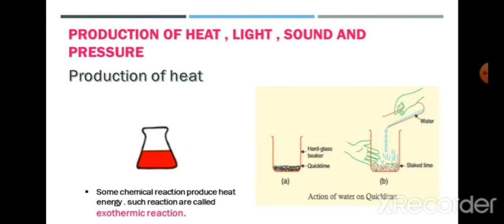Such reactions are called exothermic reactions. This we already learned earlier. For example, when you add water to quicklime, that is calcium oxide, a lot of heat is released to produce slaked lime, that is calcium hydroxide. So, we conclude that some chemical reactions produce heat energy.